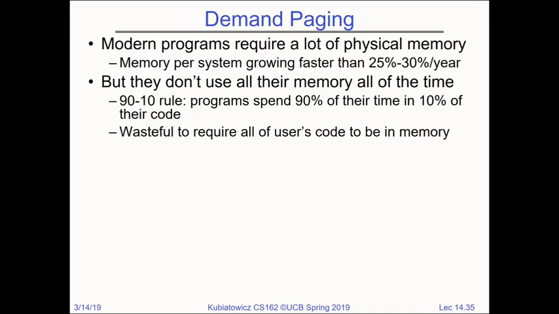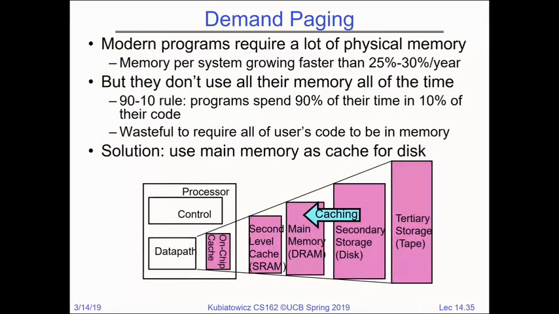So modern languages and programming technologies tend to do that, where there's a lot of options you can use, and maybe it gets linked into the binary, but most of the time you're not using it. So that is often a reason why the active region of memory is a lot smaller than the total code size. So what we're going to do is use memory as a cache for disk. That's what demand paging is.